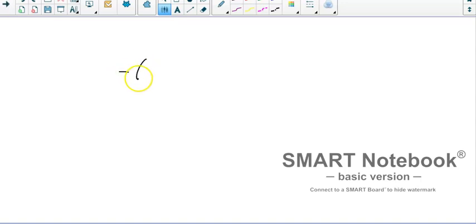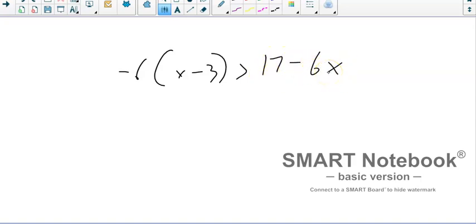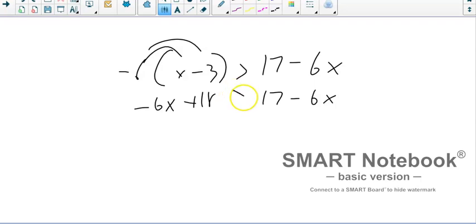Okay, let's look at this one. -6(x - 3) is greater than 17 - 6x. All right, I'm going to distribute. -6x + 18 is greater than 17 - 6x. Now, do I have to flip the symbol because I multiplied a negative number? No, because I only did it on one side. It's only when you're solving and you multiply or divide both sides by a negative that you have to flip the symbol. So we're okay here.